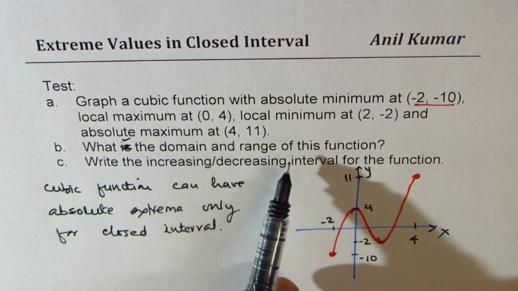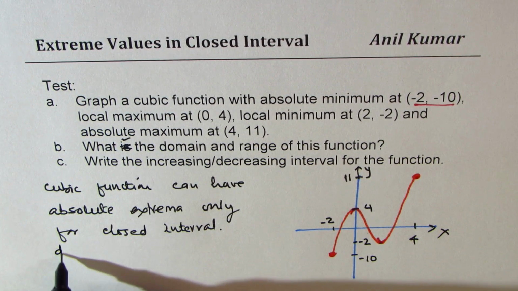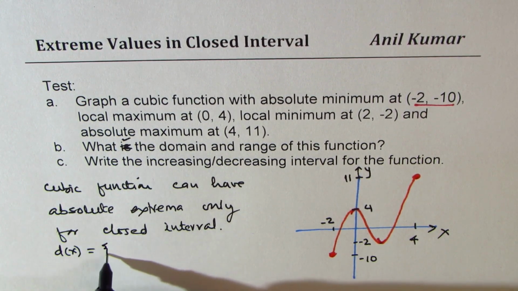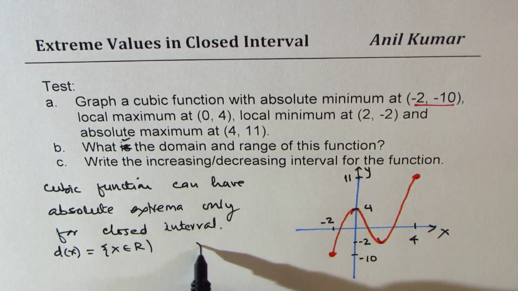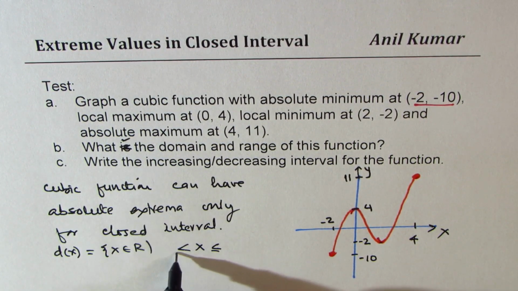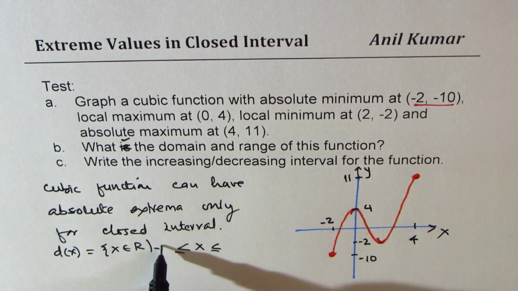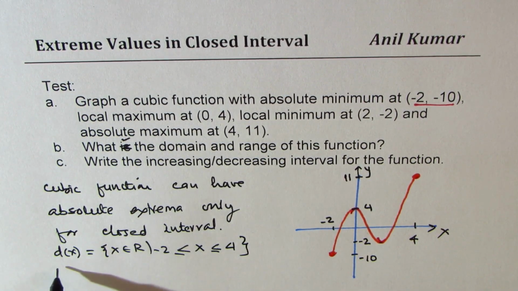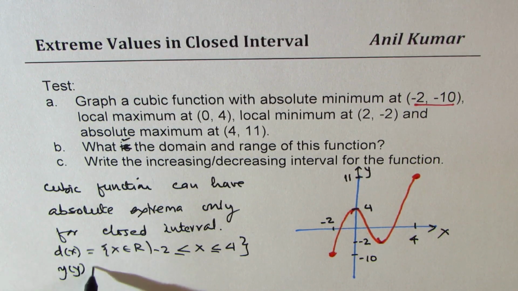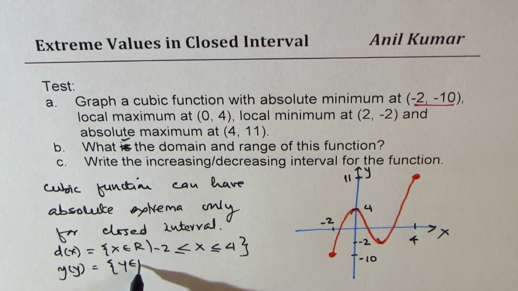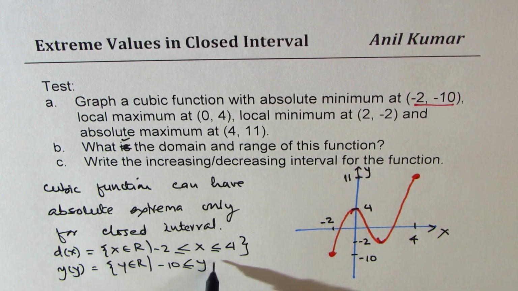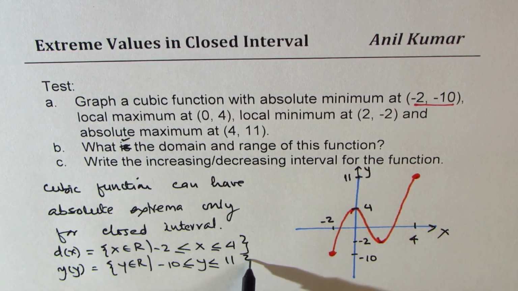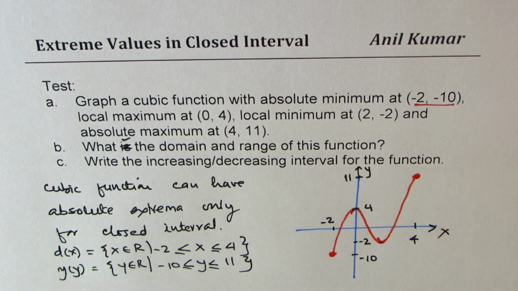Now the domain of this and the range, let's write down. So the domain of this function is x belongs to real numbers, where x is between which two values? -2 and 4. As far as the range is concerned, so let's say y values will be y belongs to real numbers, where it goes from -10 to 11. So that becomes the domain and range.